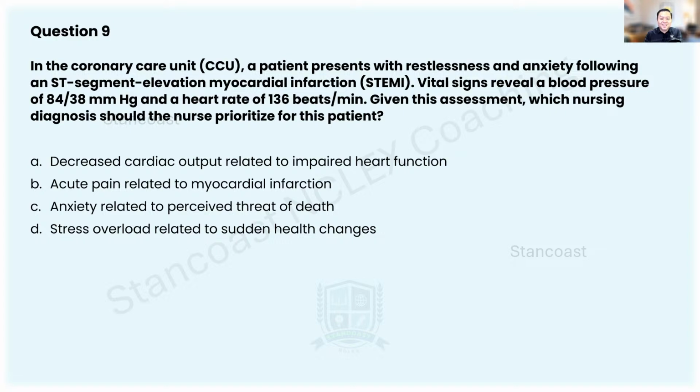Is it A, decreased cardiac output related to impaired heart function? B, acute pain related to myocardial infarction? C, anxiety related to perceived threat of death? D, stress overload related to sudden health changes?